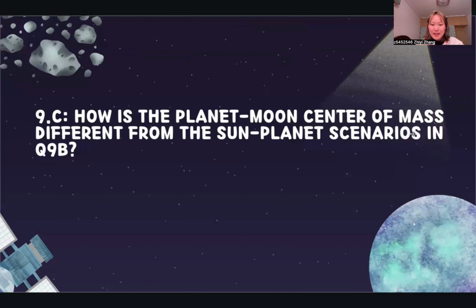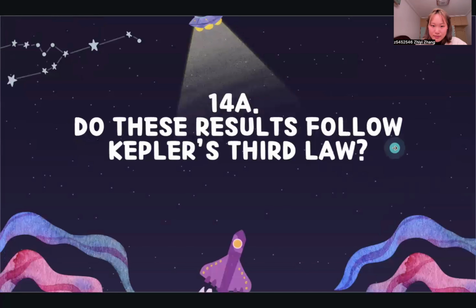For question 9c, the center of mass in a planet-moon system significantly differs from that in a star-planet system. In a star-planet system, the star's significantly greater mass keeps the center of mass very close to or even within the star, making the star's motion less perceptible. Additionally, the dynamics in a planet-moon system are more balanced, whereas in a star-planet system, the planet's motion is more strongly dominated by the star's gravity.